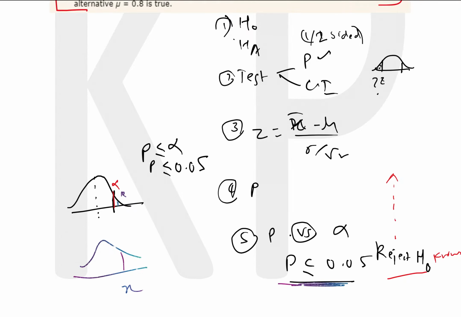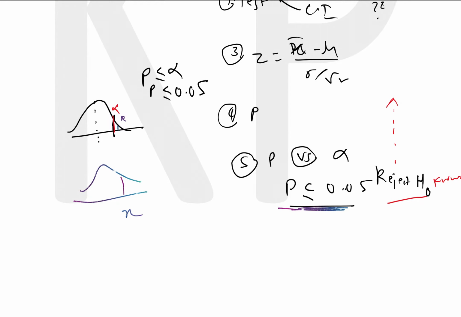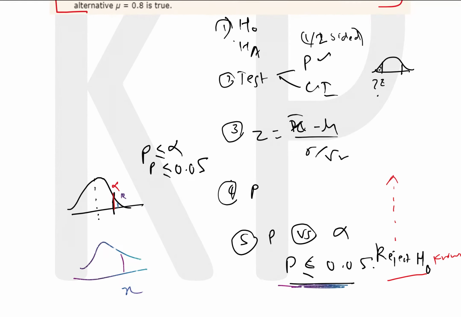The last step is comparing that p-value with the significance level, that's the alpha or type 1 error that we anticipate. In this case a 5% significance level has been given to us, so we compare with that, and if p is less than or equal to 0.05, we say we reject the null hypothesis. So that's the standard procedure.